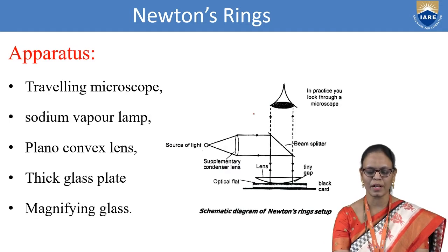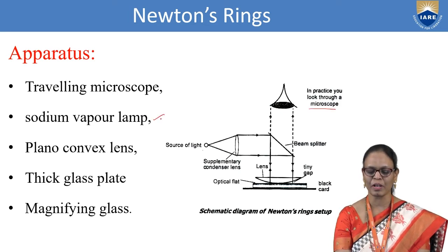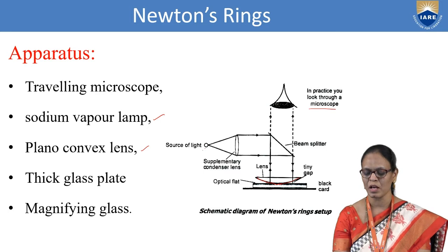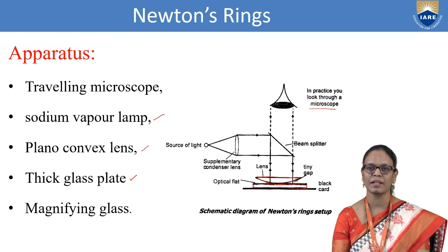Now the apparatus required: traveling microscope. So we have the arrangement for traveling microscope here. A sodium vapor lamp. This is the source of light. From the sodium vapor lamp we get the light. A plano-convex lens. This is the plano-convex lens. You can see here this is the convex surface and this is the plane surface whose radius of curvature we have to find. And a thick glass plate. We are keeping this convex lens on a glass plate. So this is the glass plate on which we are keeping the lens.